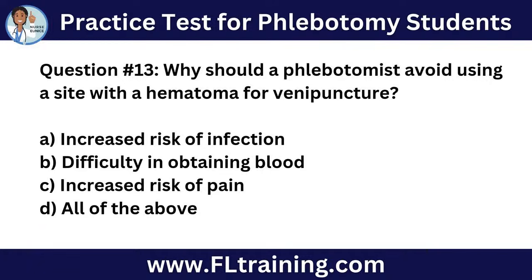Question number 13. Why should a phlebotomist avoid using a site with a hematoma for venipuncture? Is it A, increased risk of infection, B, difficulty in obtaining blood, C, increased risk of pain, or D, all of the above? So Miss Lucille bruises easily. She's on blood thinners. You're the person collecting the blood, and she has bruises, hematomas on one arm. What do you want to consider before you use that arm?